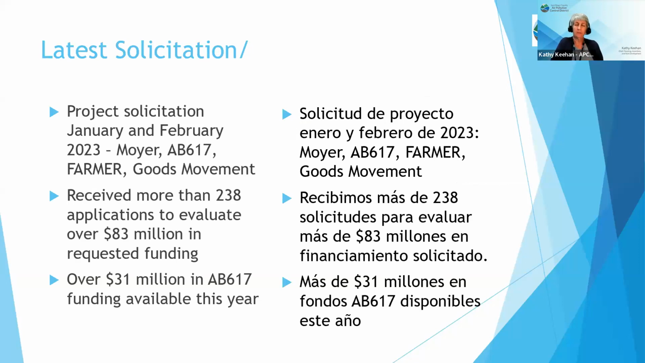So for the $31 million that we still have available to allocate through our AB 617 incentive funding, we asked companies in January and February to submit applications as part of our regular solicitation. You may remember that we take applications for all of the programs at the same time every year. So we take applications for Moyer projects, AB 617 incentives, our farmer program, and our goods movement program. This year, we received 238 applications requesting over $83 million in funding for all of those programs.